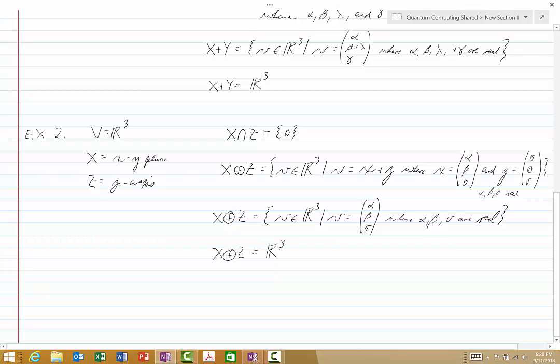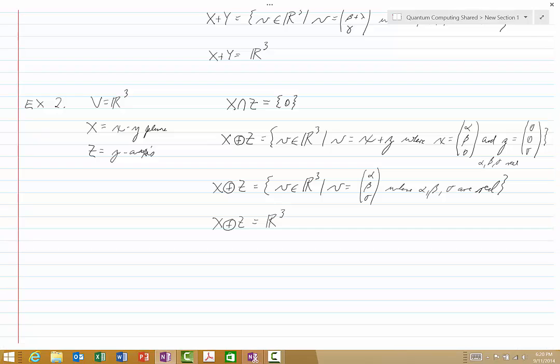But in this case, it is appropriate to use the direct sum notation because these two subspaces have an intersection that consists only of the zero vector. Now, one last thing I'd like to say here that it might be of interest to you before we move on into chapter 3 of your book is the following.